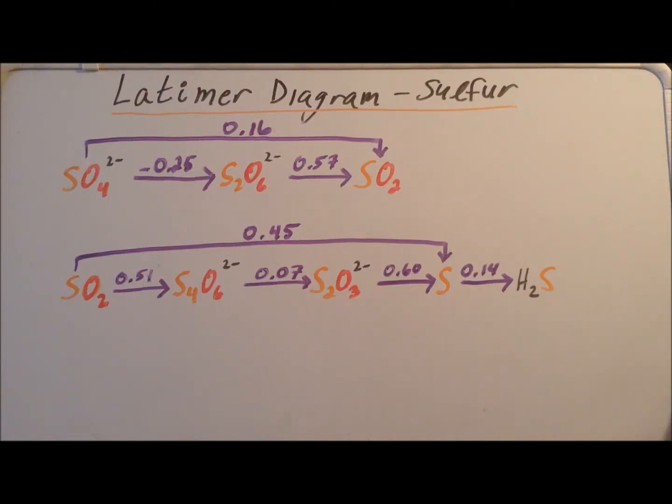In our next reaction, we are going to look at the reduction of thiosulfate ion in acid to sulfur. And we notice that the reduction potential here has a greater positive value than the reduction potential to the left. This tells us that in acid solution, thiosulfate is unstable to disproportionation. And we'll see exactly how we can evaluate that using the Latimer diagram.